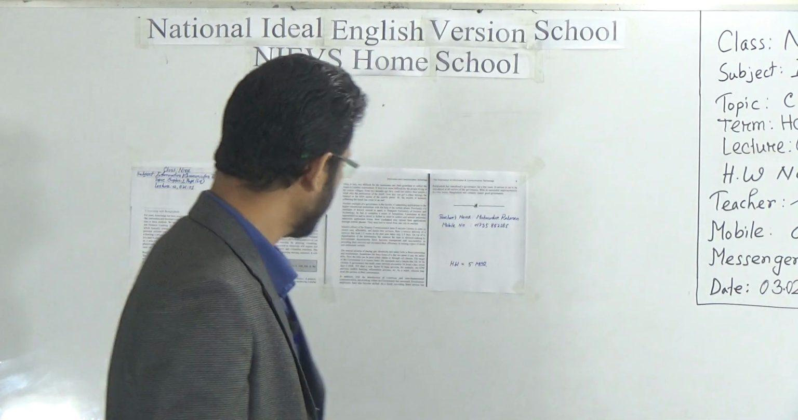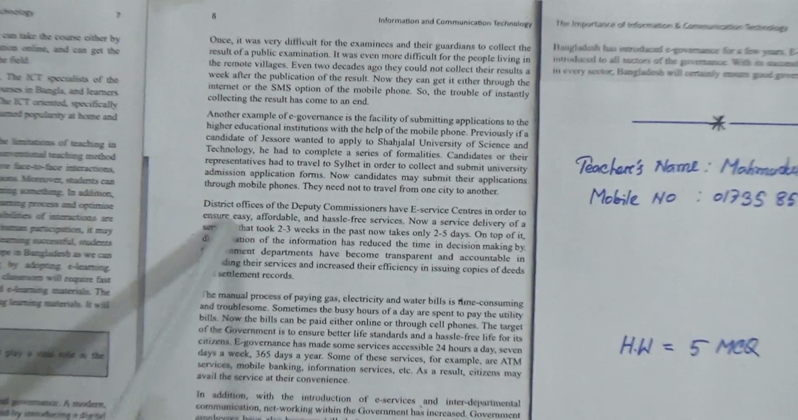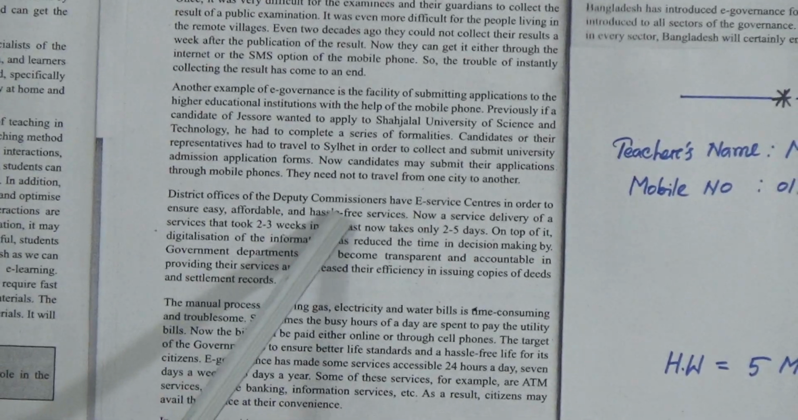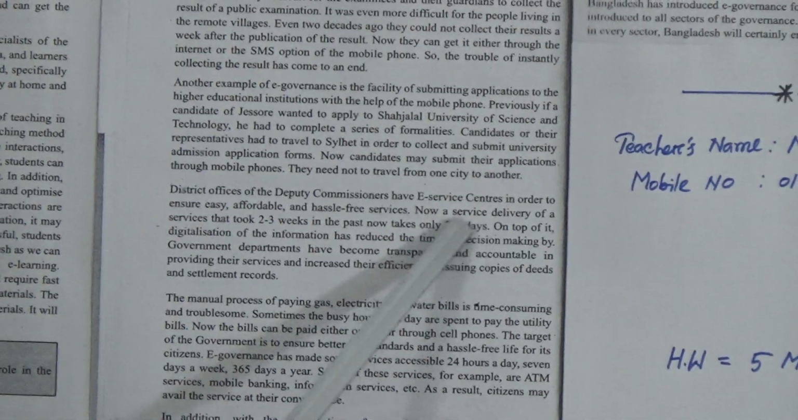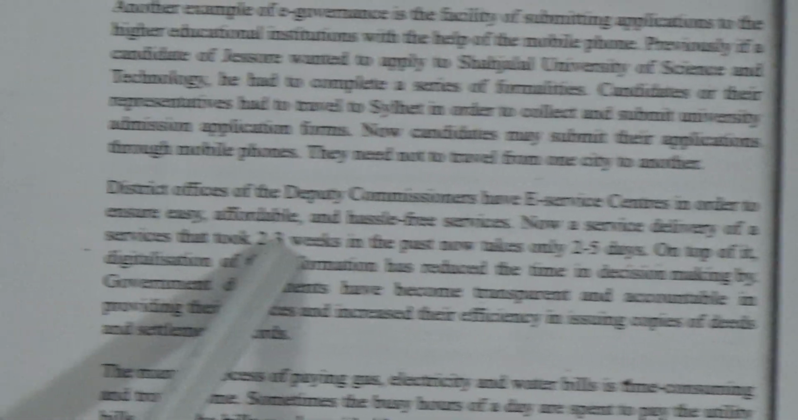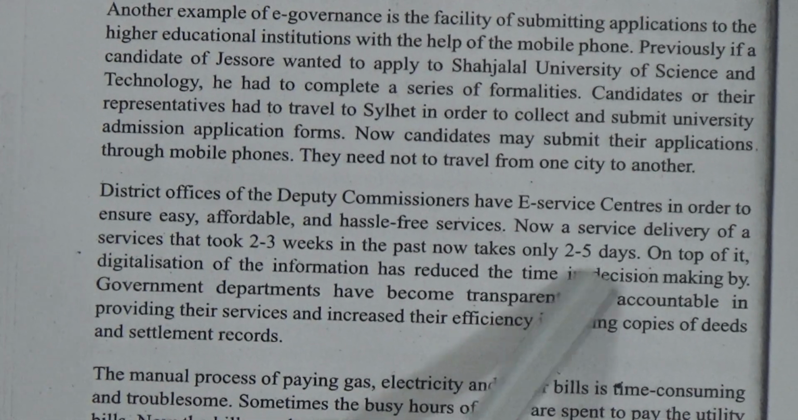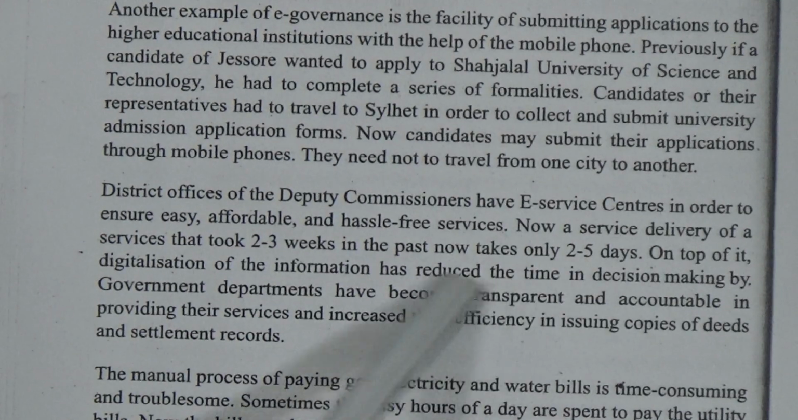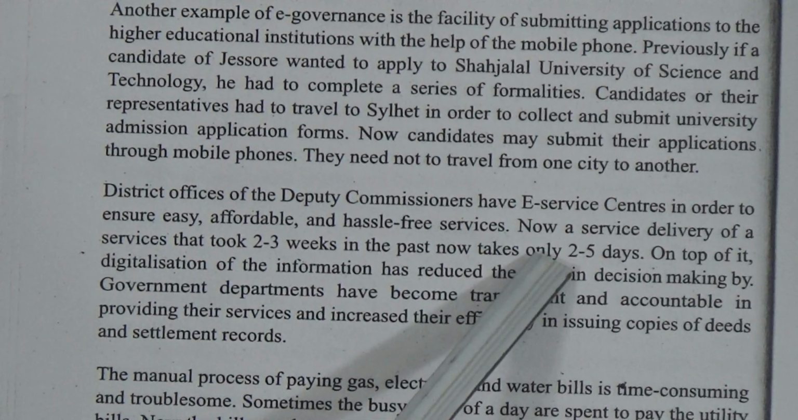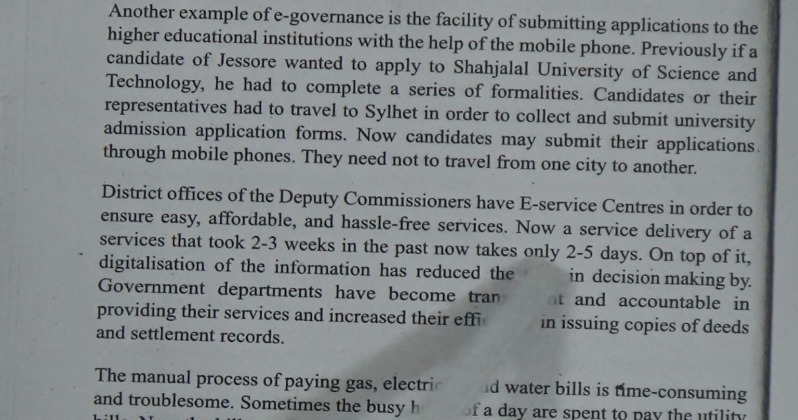The second point is another example: district offices of deputy commissioners have e-services centers in order to ensure easy, affordable and hassle-free services. Now delivery of services that took 2 or 3 weeks in the past now takes only 2 or 5 days. Look at the changes.